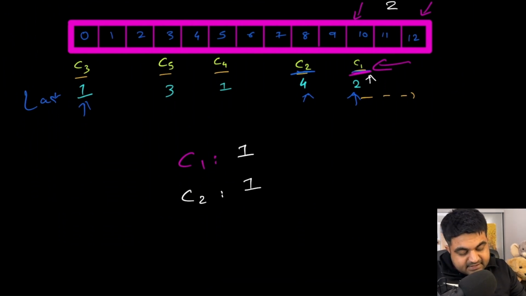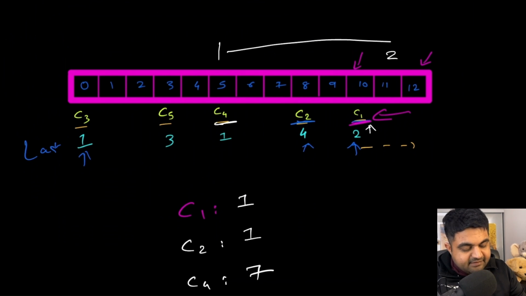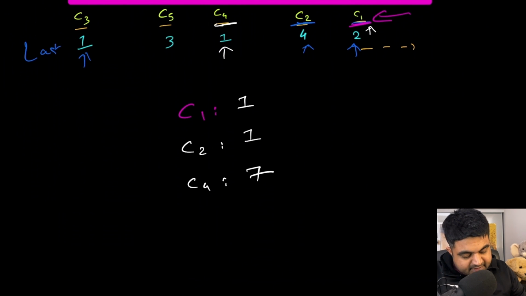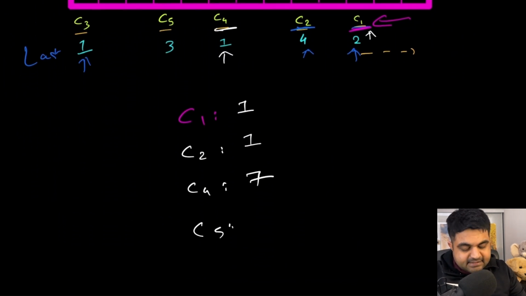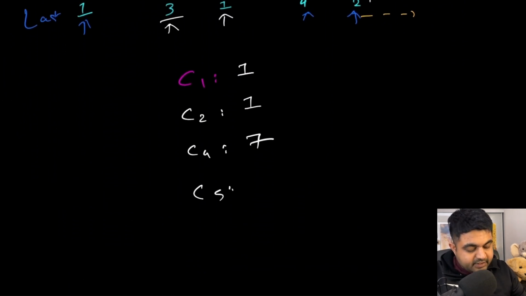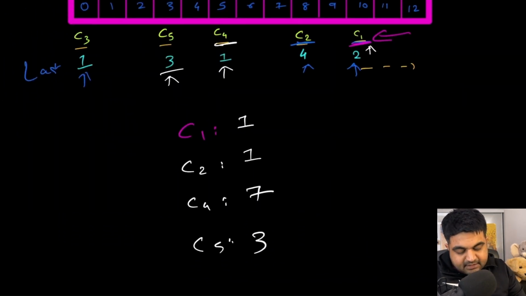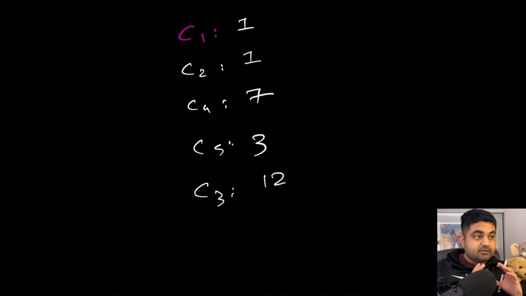Same way for C4, it is going to take 7 hours to reach the destination, because the difference between 5 and 12 is 7 and the speed of C4 is 1 mile per hour. Same way for C5, the distance is going to be 9 miles and the speed is 3, so it is only going to take 3 hours to reach the destination. And last one is the C3 car. For C3, it's going to take 12 hours to reach the destination. Now we have our list ready.